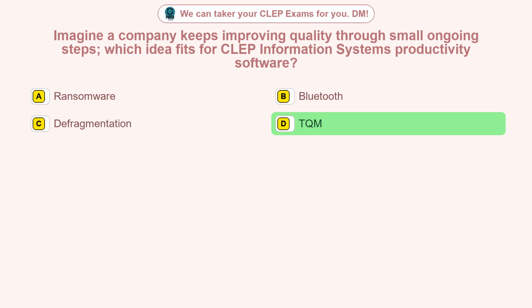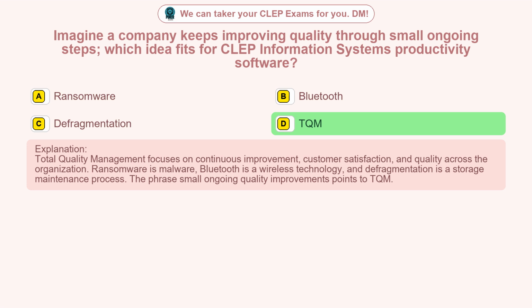TQM. Total quality management focuses on continuous improvement, customer satisfaction, and quality across the organization. Ransomware is malware, Bluetooth is a wireless technology, and defragmentation is a storage maintenance process. The phrase small ongoing quality improvements points to TQM.